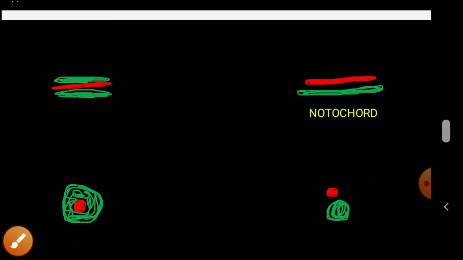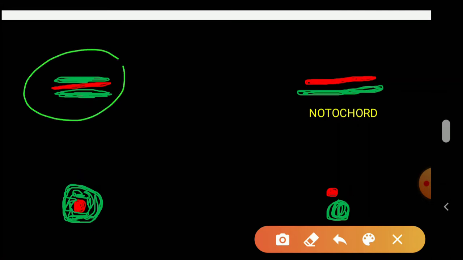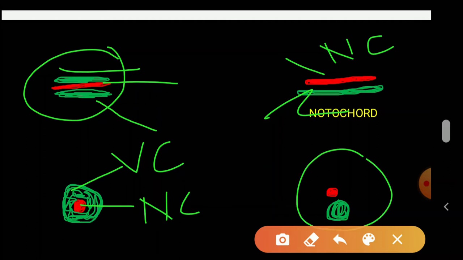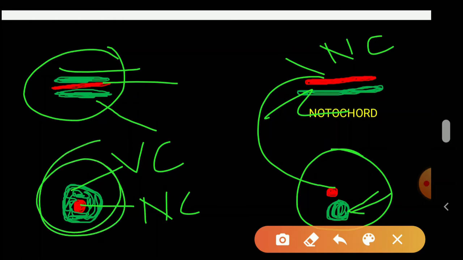Again, one more diagram I have taken. See, this one is our vertebral column outside, and inside it is the nerve cord. Structure-wise, this is the vertebral column, and in between, the nerve cord is present. This is in our body. While in primitive organisms, this one is a notochord and this one is a nerve cord. Similarly in the diagram, the nerve cord is outside, and the structure supporting the organism is a notochord. Clear? In the vertebral column, the nerve cord is present in between.